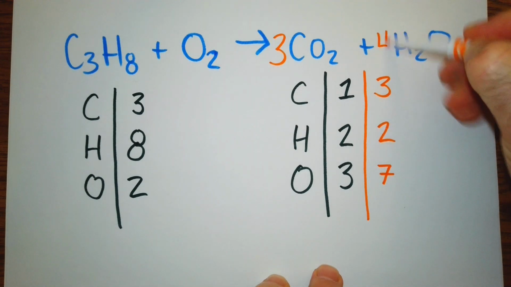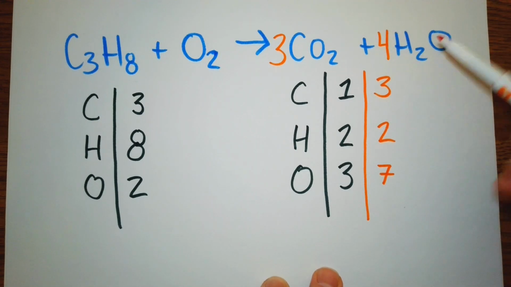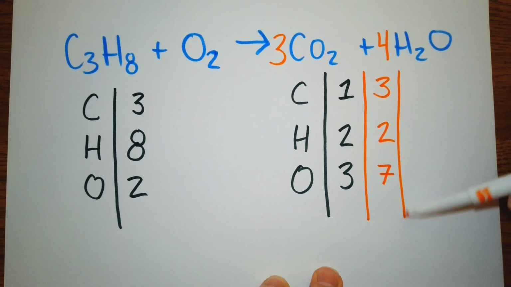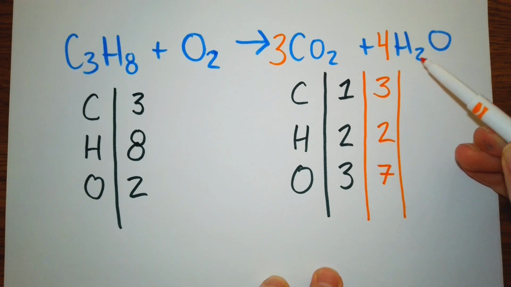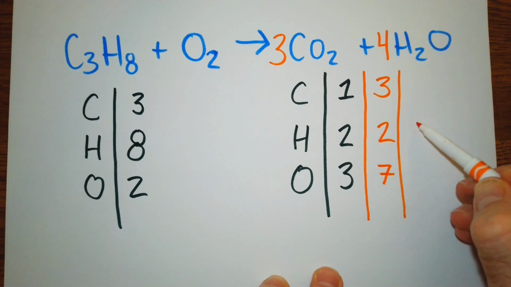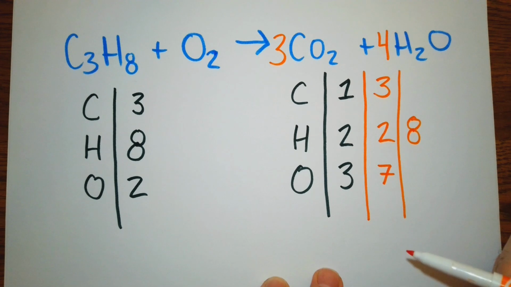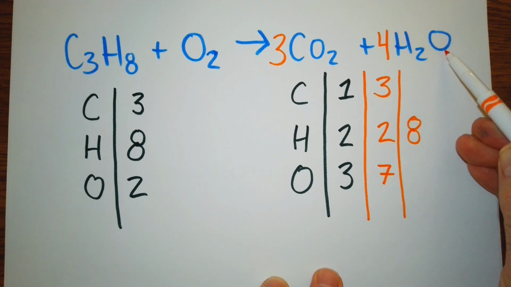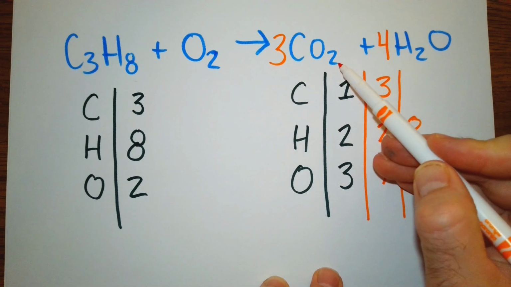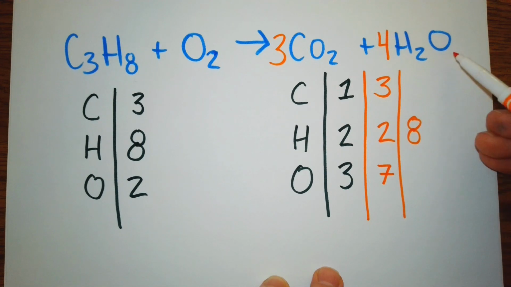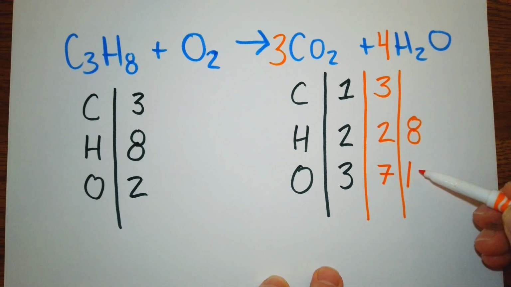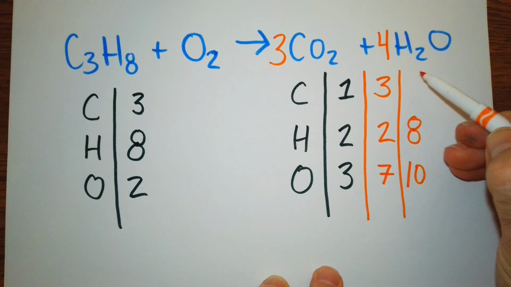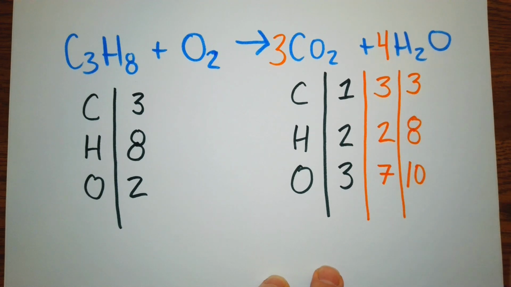So we'll put a coefficient of 4 right here. And let's see what those consequences are. 4 times 2 gives us 8. So that balances out those hydrogens. And 4 times 1 oxygen gives us 4. Plus we have another 3 times 2 is 6. So 4 plus 6 gives us 10. And we still have 3 carbons remaining.